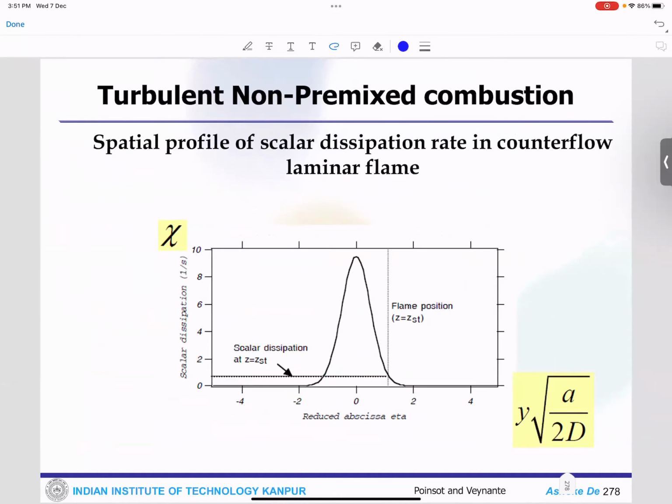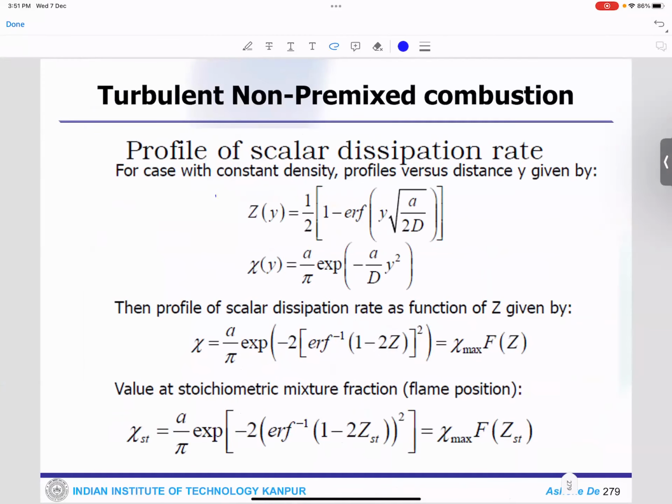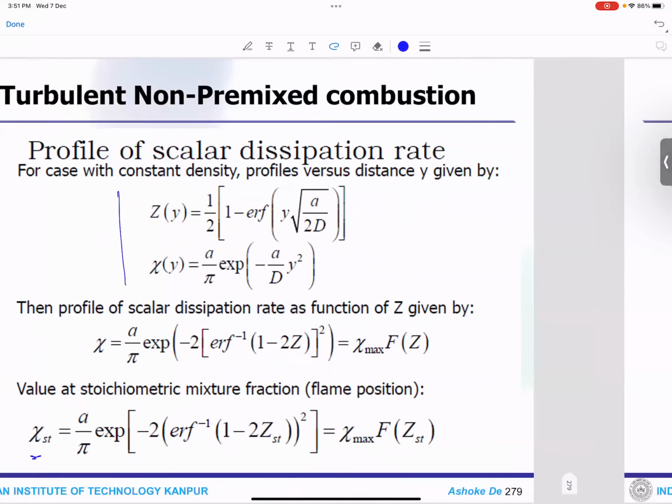So this is the effect of the profile of the scalar dissipation rate, and this is how the profile of the scalar dissipation rate would look, and this is at the stoichiometry. So this is nothing but your error function. So these are all the relationships available.